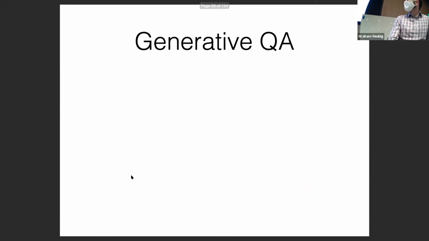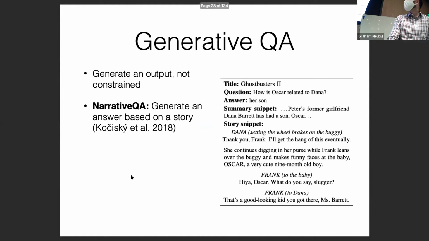Cool. So the next one is generative QA. You generate an output not constrained in any way, so it's not constrained to be entailed by the input. To give an example, a famous data set for this is NarrativeQA, where the question is, how is Oscar related to Donna? The answer is her son. And then we have a story.